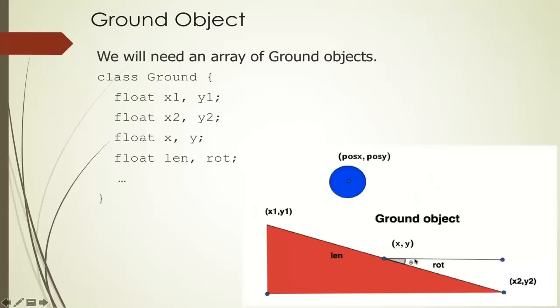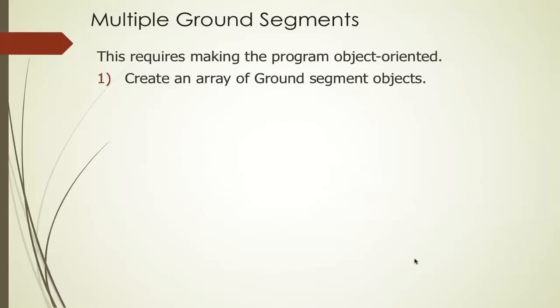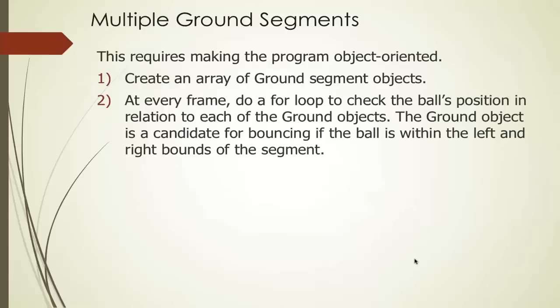So if you have this ground object, then I can create an array of these objects, and then we can do the final project where it bounces off all these ground segments. Again, this requires some object-oriented programming. You create an array of ground segment objects, and now it's very simple. You do the same algorithm, but you apply it to every ground segment. So you do a for loop, and you check the ball position with every single ground object, and you apply the same algorithm to each of those ground objects.